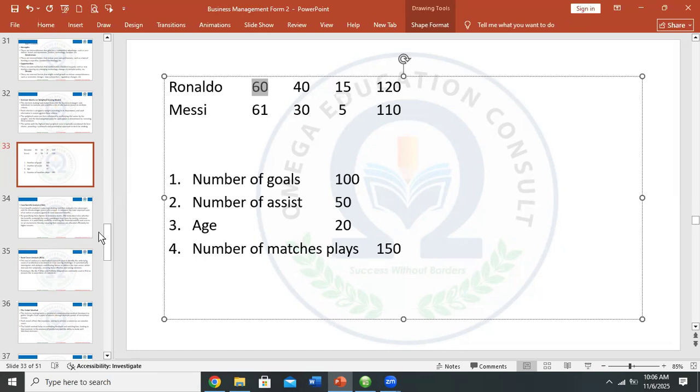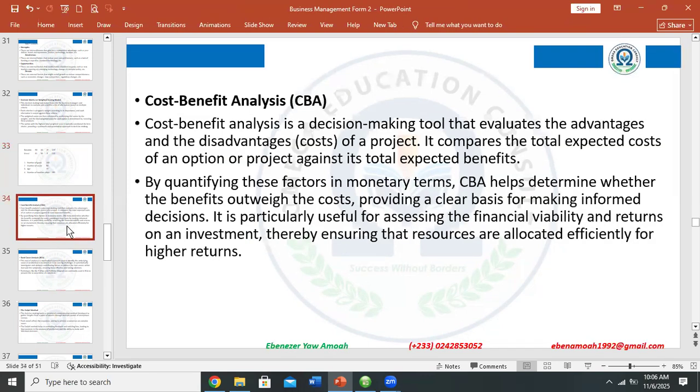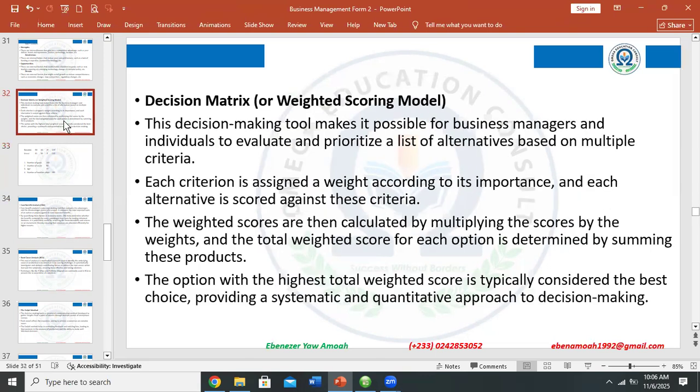And I think it makes sense in that regard, right? So that is the decision matrix or weighted scoring model, and it is quantitative. You use numbers to do that.